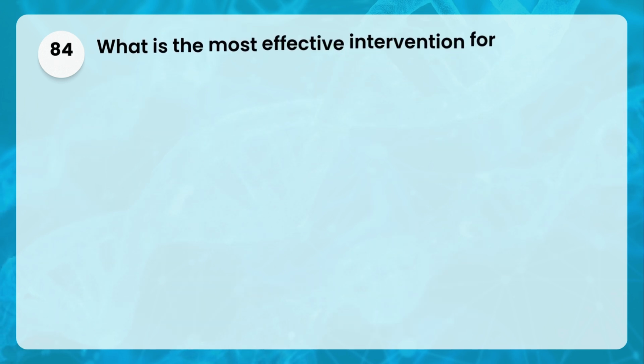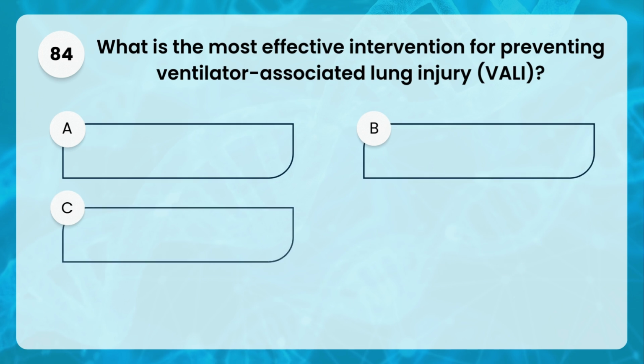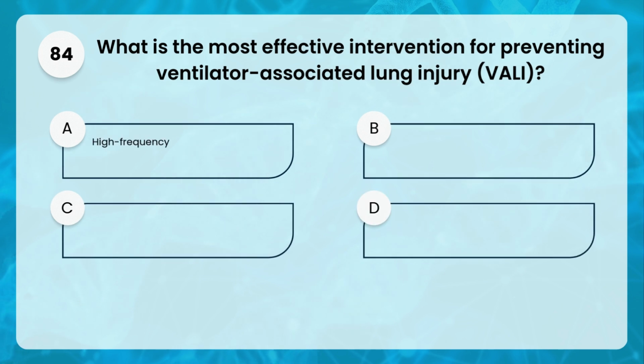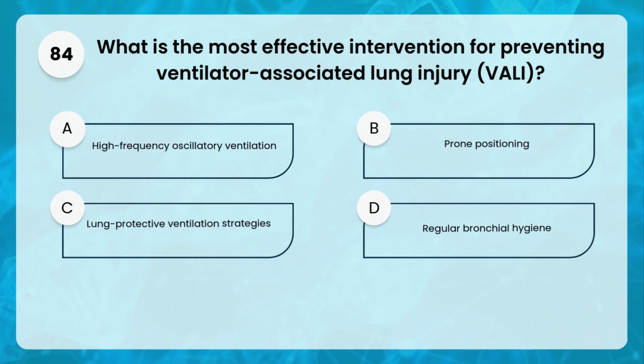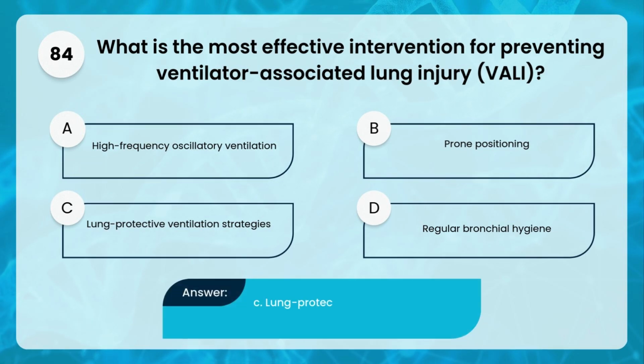Number 84. What is the most effective intervention for preventing ventilator-associated lung injury, VALI? A. High-frequency oscillatory ventilation. B. Prone positioning. C. Lung protective ventilation strategies. Or D. Regular bronchial hygiene. The answer is C. Lung protective ventilation strategies.